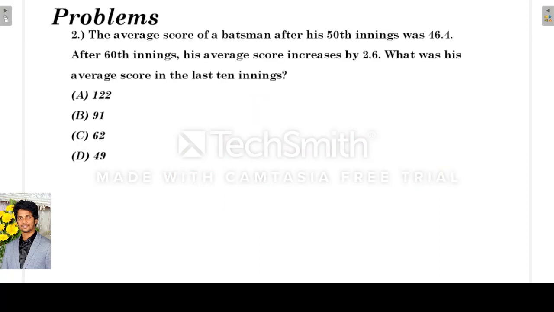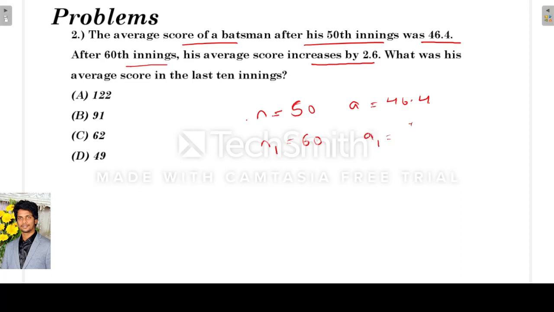Next question. The average score of a batsman after his 50th innings was found to be 46.4. So the number of innings is equal to 50, and the average was found to be 46.4. After he played 10 more innings, the new number is 60. His average score increased by 2.6. So the new average becomes plus 2.6. They are telling it increased by 2.6.